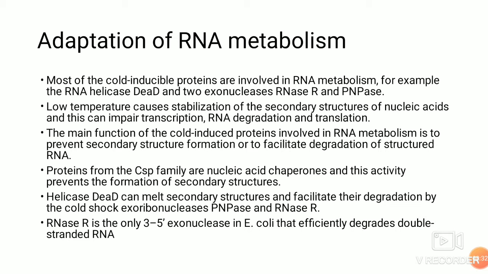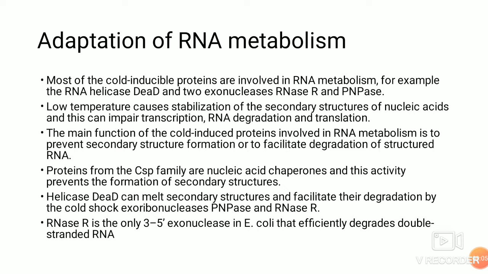Adaptation to RNA metabolism. Most of the cold inducible proteins are involved in RNA metabolism. There are many proteins. The most strongly induced are nucleic acid chaperones from the family of cold shock proteins, termed CSPs. They are very crucial in RNA metabolism, hence helping in adaptation.